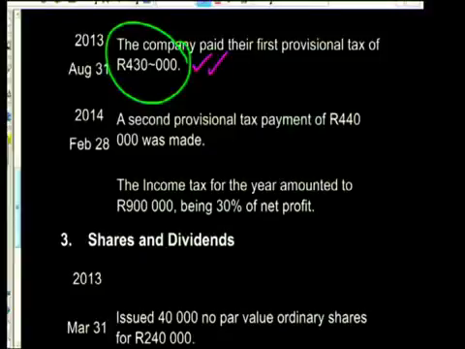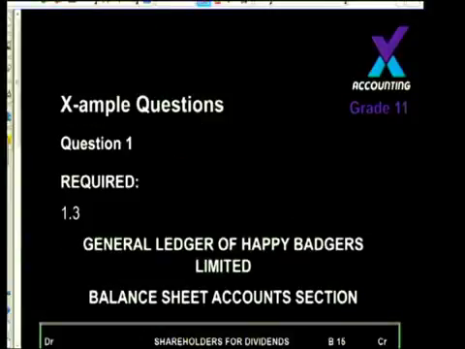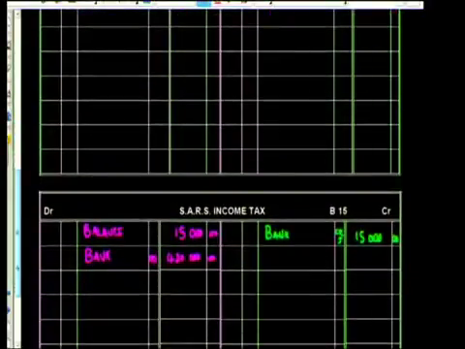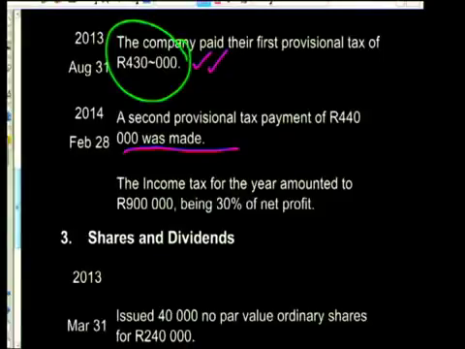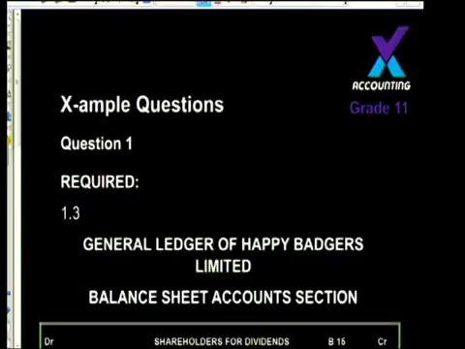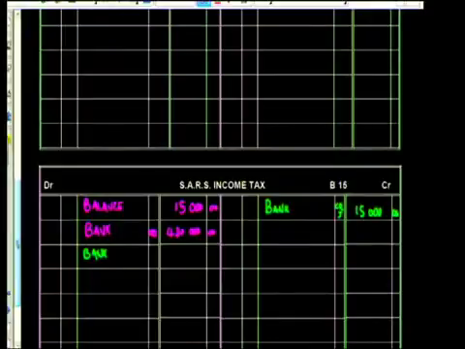A second provisional tax payment of 440,000 was made, so go back to the account. A second provisional payment was made to SARS, right? So we paid them, remember, that's your second provisional payment, and we paid them an amount of, where was it? Second provisional, 440,000. Okie dokie. Let's go there. 440,000. So you can clearly see what has happened. We have made 2 provisional payments to SARS for the year.